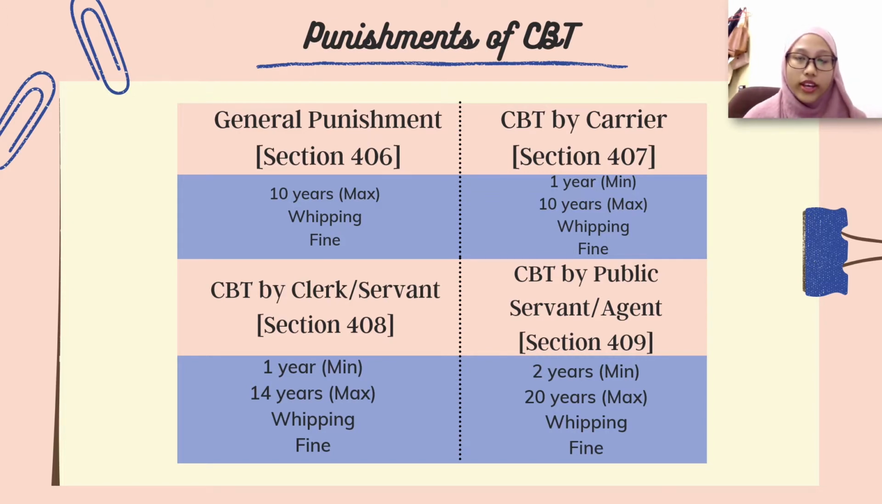Moving on to Section 408 of the Penal Code, anyone who is employed as a clerk or servant who has the capacity to be entrusted with such property, or exercises some dominion over it, can be imprisoned for a minimum term of 1 year up to 14 years if found liable for criminal breach of trust, together with whipping and also fine. Last but not least, we have Section 409, which holds the biggest liability for public servants and agents, whereby the minimum term of imprisonment is 2 years while the maximum term is 20 years, together with fine and also whipping.